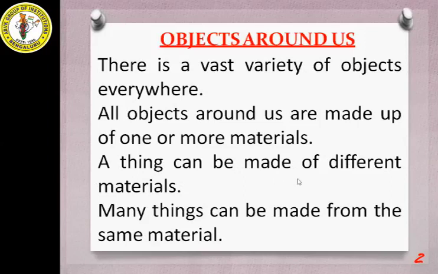Many things can be made from the same material. As I told you, wood is an example. From wood you can make a chair, a table, a desk, a cupboard, etc. N number of things you can make, correct? So with the same material you can make n number of objects. Similarly, n number of objects can be made up of n number of materials also.